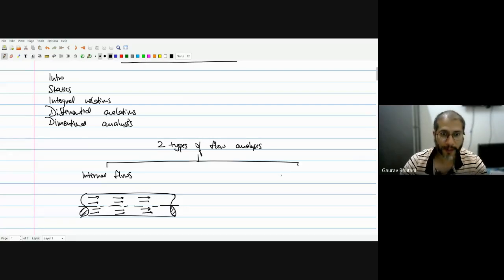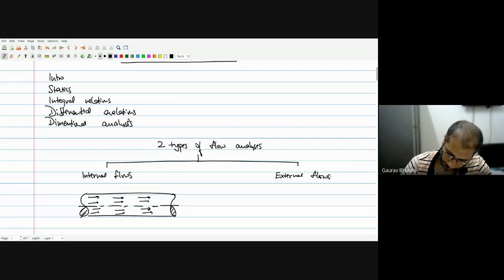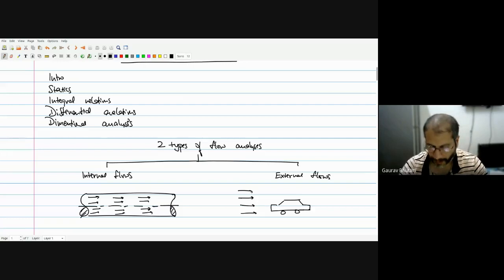And the other kind of flows that we talk about is called external flows. In external flows, the flow happens outside a certain solid object. So let's say you have a car, and the car is moving from right to left. It can be considered as a flow on a static car, where the flow is happening from left to right. So in this case, the flow is external to the solid object. So we classify these kind of flows as external flows.